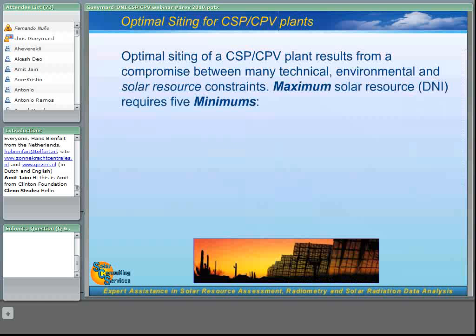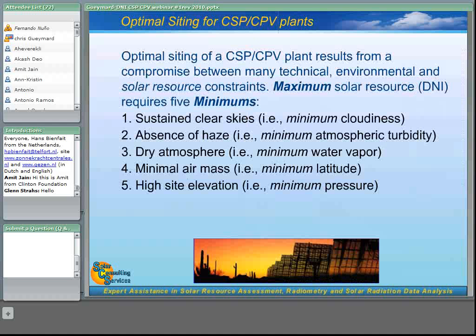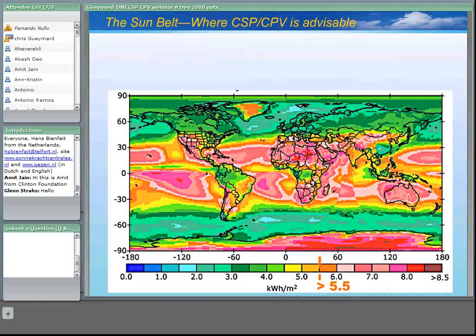So we need to be well aware that if you want to have a CSP or CPV plant somewhere, it has to meet some criteria, and I summarize them into how to get the maximum solar resource in DNI, requiring 5 minimums. Clear skies, obviously, minimum cloudiness, minimum haze or turbidity, minimum water vapor, minimum latitude, because you want the minimal air mass as possible, and also high elevation, which will decrease your pressure. So with all that, you would find the perfect site for your CSP CPV project.